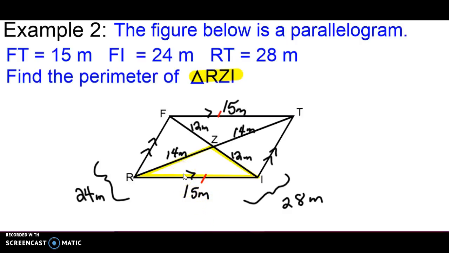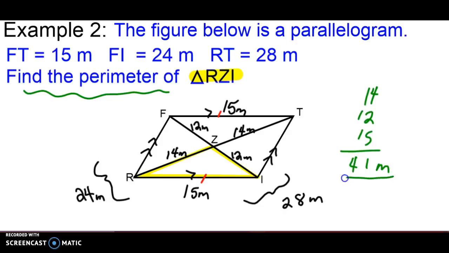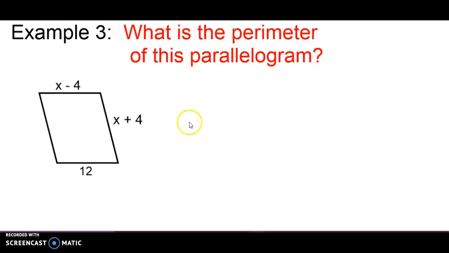So we're not quite done. The question actually asked us to find the perimeter. So what we're going to do is add up each of the side lengths of triangle RZI. We have 14 plus 12 plus 15, and when we add those up, that gives us 41 meters. So if I ask for the perimeter, be sure that you take those final steps to add up each of the side lengths.